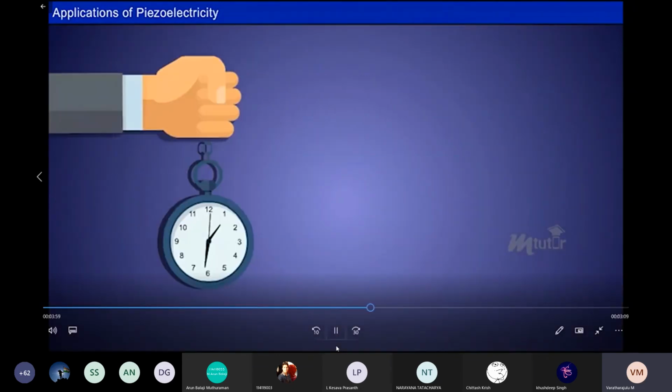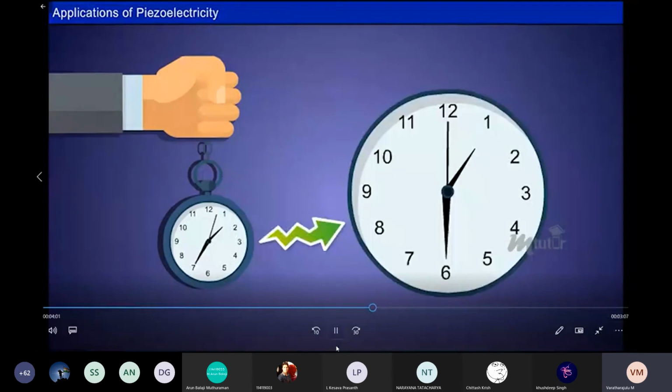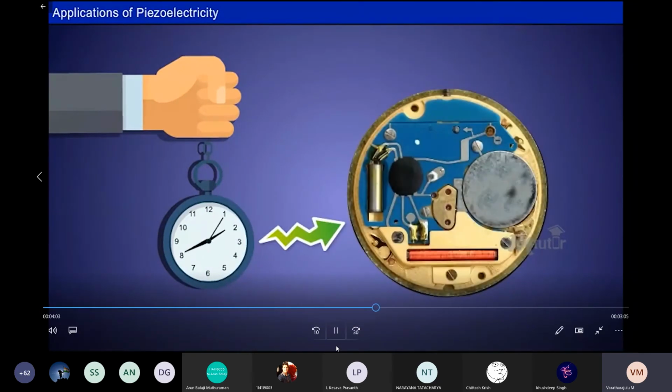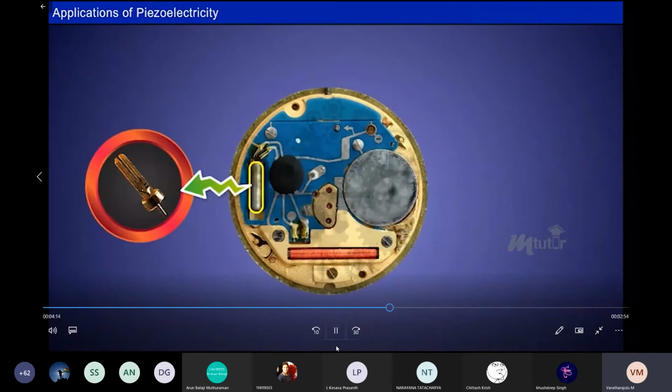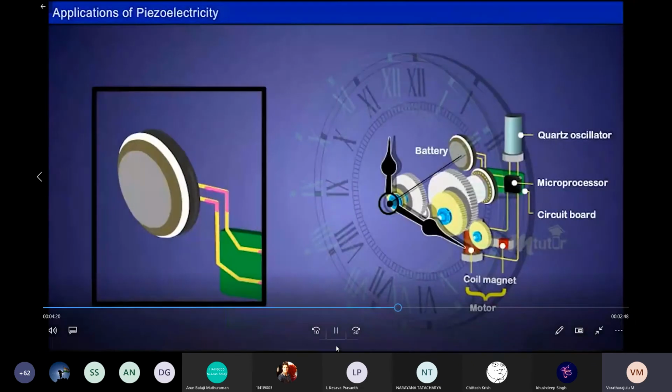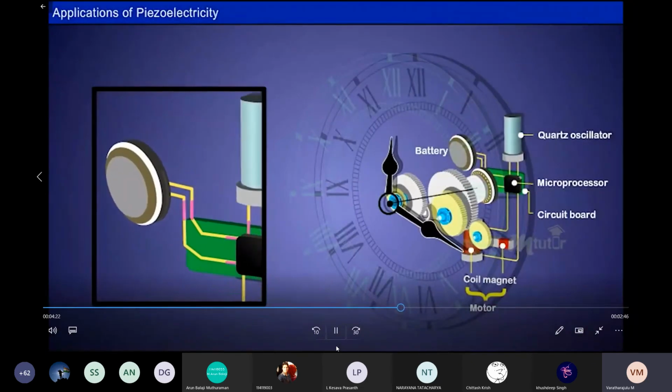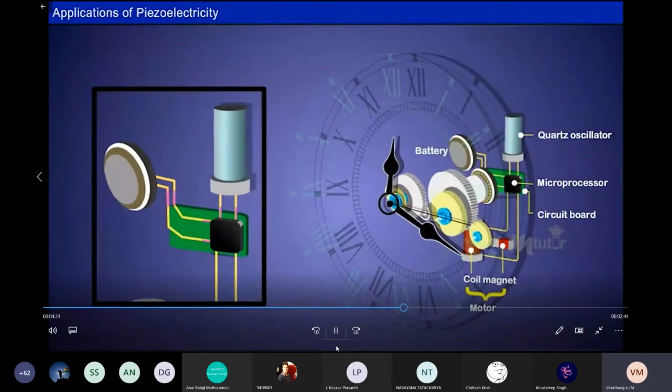Piezoelectric effect is applied in quartz watches, which use the piezoelectric quartz crystal. The movement of the watch depends mainly on the small piece of quartz crystal. The crystal is in the shape of a tiny tuning fork which vibrates 32,768 times per second. The battery electrifies the quartz crystal so that it begins to vibrate.